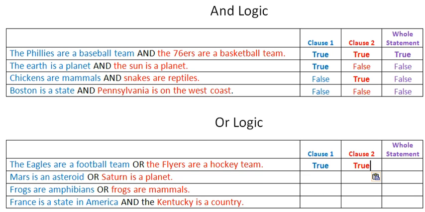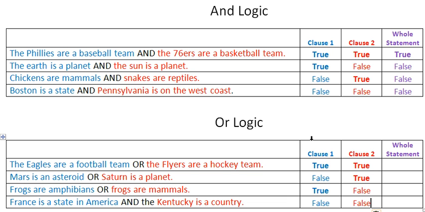So Mars is an asteroid. Well, this is false because Mars is a planet. Or Saturn is a planet. Well, Saturn is a planet. So the red clause is in fact true. Frogs are amphibians. That is a true statement. Frogs are mammals. That is a false statement. France is a state in America. This is a false statement. And then we've got that Kentucky is a country. This is also a false statement.